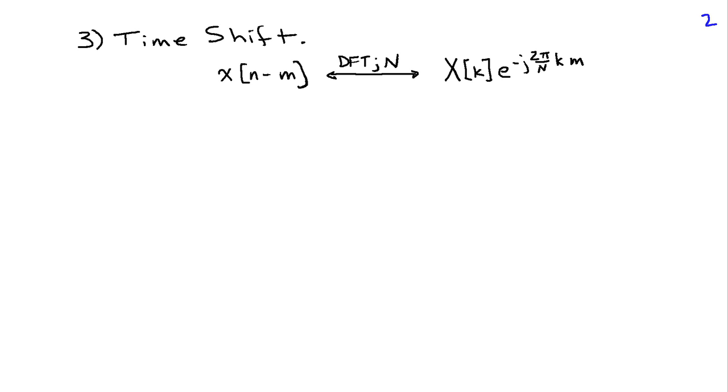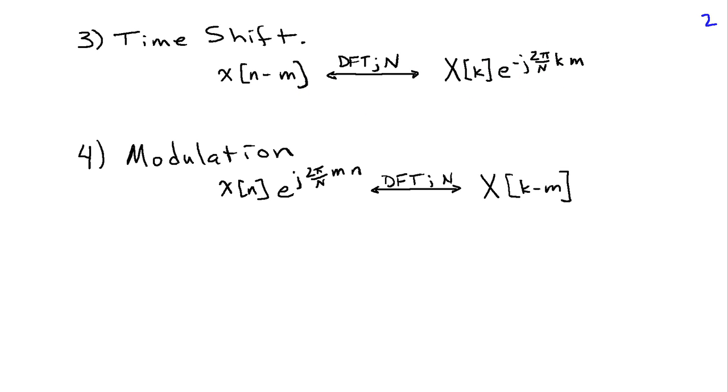Now, the time shift property, as you've seen in the other Fourier representations, there's also a version of that for the DFT. In particular, if I shift the time signal by m samples, then when I take the N-point DFT, I end up multiplying the DFT coefficients X of k by these complex exponentials, e to the minus j 2 pi over N, k times m. So a shift in time is multiplication by a complex exponential in frequency.